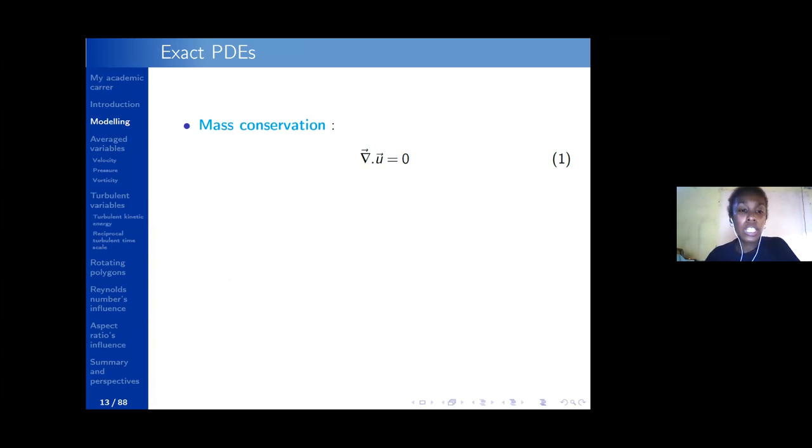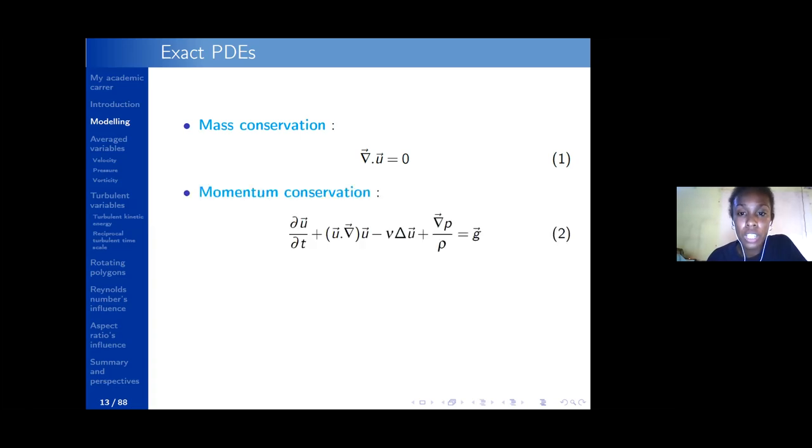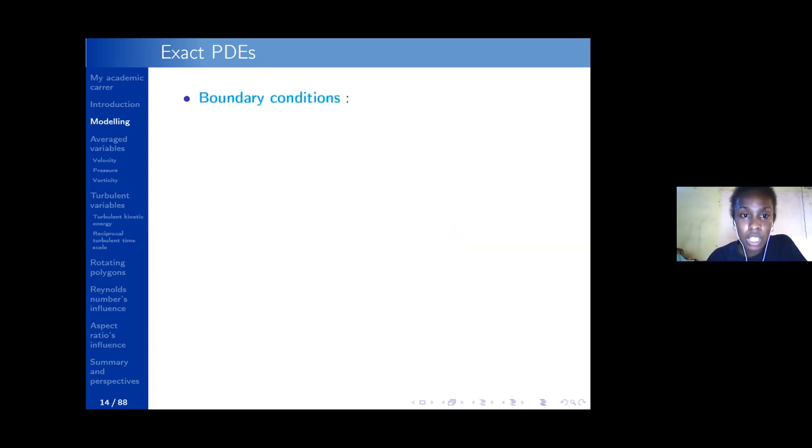Mathematical modeling consists of establishing the PDEs governing the flow. Those PDEs are the mass conservation and the momentum conservation. Here we see the velocity U and the pressure P, initial condition and boundary conditions.